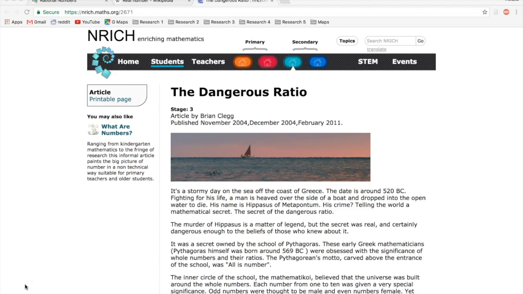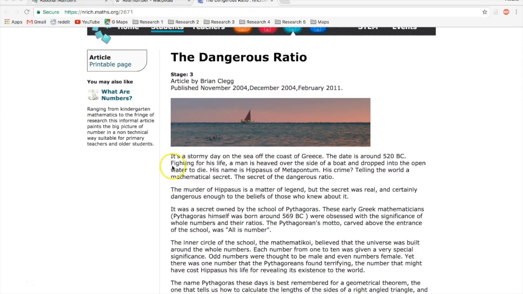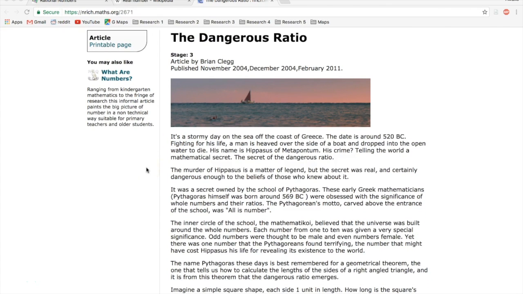So if you understand this flaw in irrational numbers, it might make your brain crash because it's not rational. And we're going to be getting into that. But what I'd like to do is read the story of the dangerous ratio. This is on Enriching Mathematics, and it says, "It's a stormy day on the sea off the coast of Greece. The date is around 520 BC. Fighting for his life, a man is heaved over the side of a boat and dropped into the open water to die. His name is Hippasus of Metapontium. His crime? Telling the world a mathematical secret, the secret of the dangerous ratio.